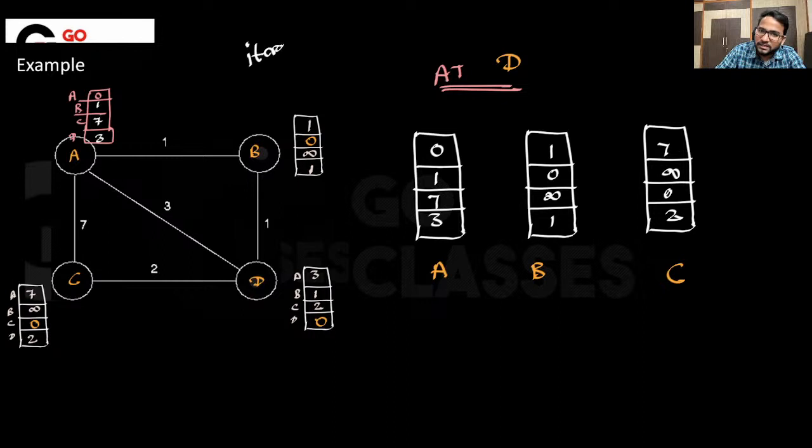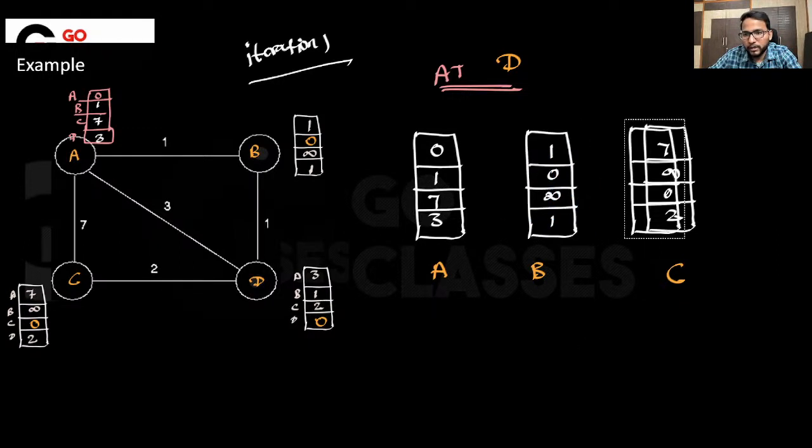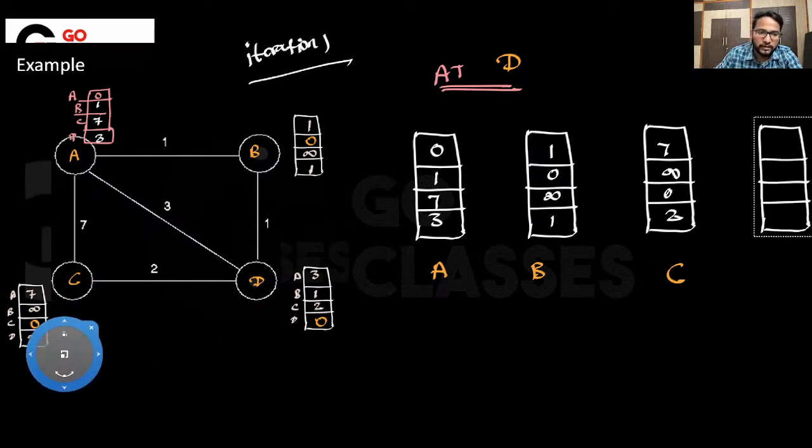You need to understand this iteration by iteration, because in the GATE they have asked questions iteration by iteration. So let's understand this using the iterations. Now let's compute the final vector for D. This is the final vector that I want to compute.